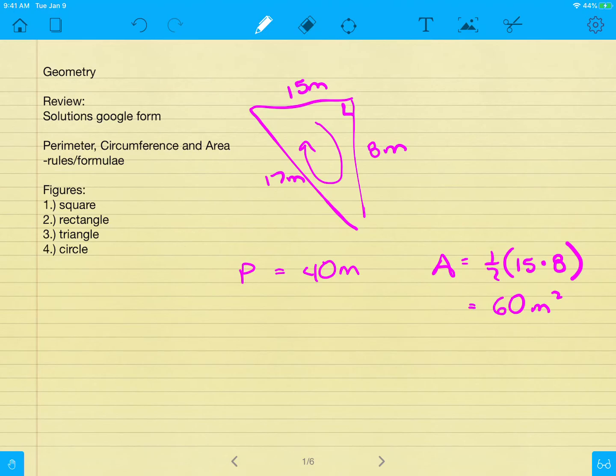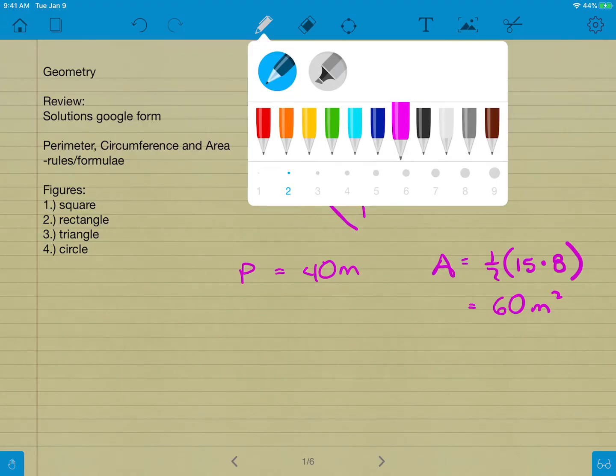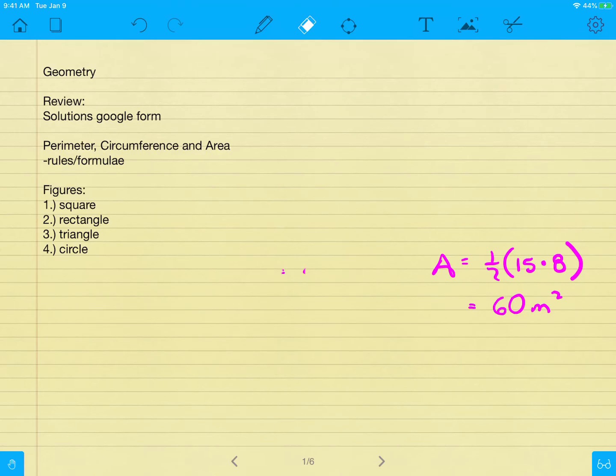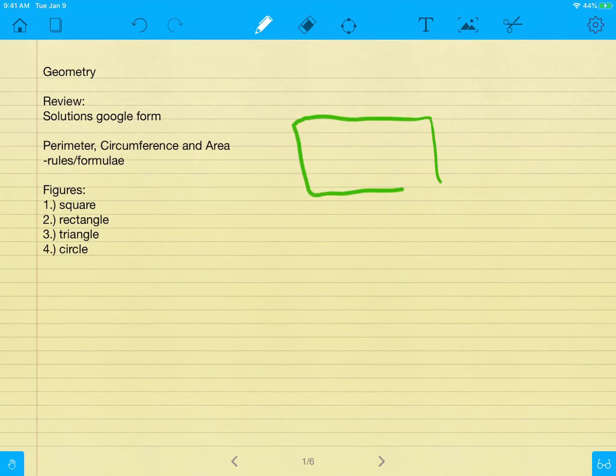All right, let's go to the next ones. This was based on a rectangle, I believe. I'm going to switch up the color here. All right. So let's go to a rectangle. Dimensions on this one, I think were 1.1 and 2 point something. Yeah. So 1.1 meters and 2.8 meters. So that was the rectangle that we have here.